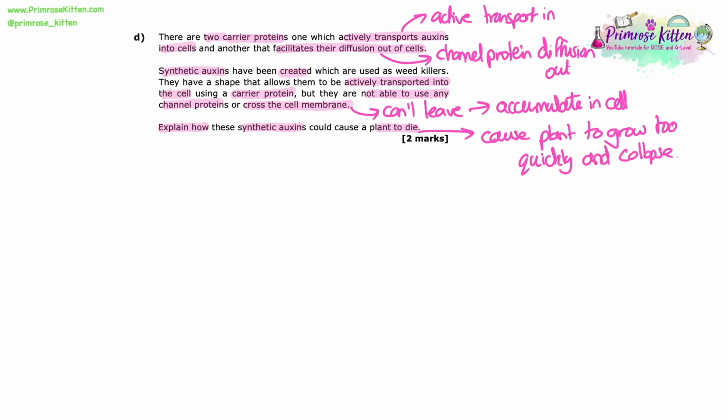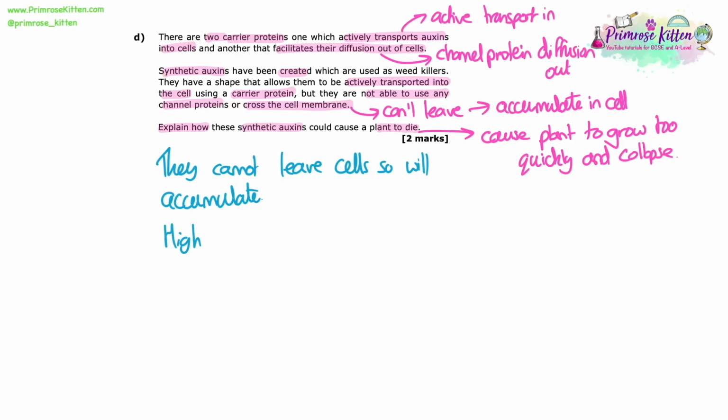How does it cause the plant to die? Hopefully we know this about synthetic auxins as weed killers, or weed killers that contain auxins, then we know how they work. Basically, they cause the plant to grow too quickly and cause it to collapse. So it grows up too tall without the ability to reinforce those cell walls and get some thickening, maybe lignin and things like that, in order to prevent it from falling over. So we need to be able to link those two bits of knowledge together.